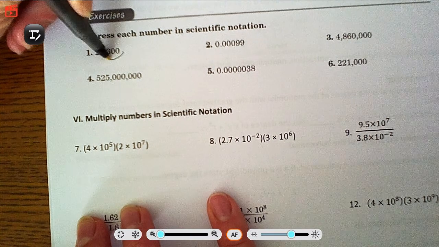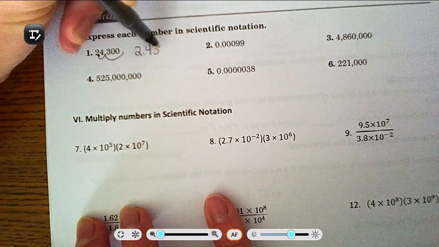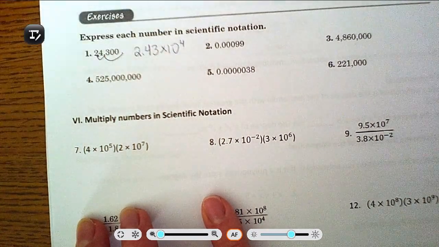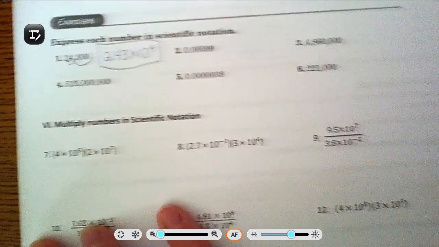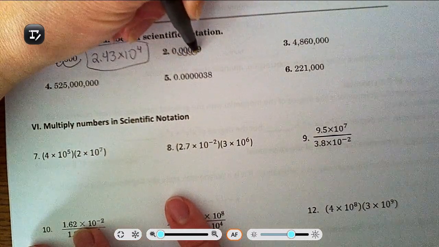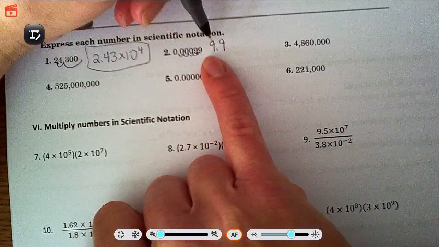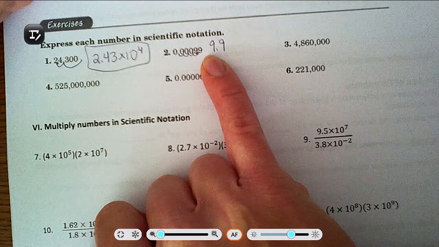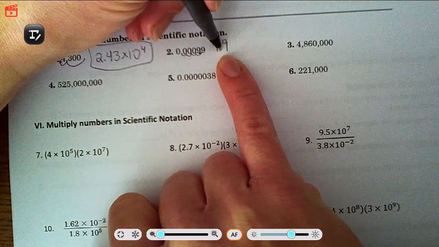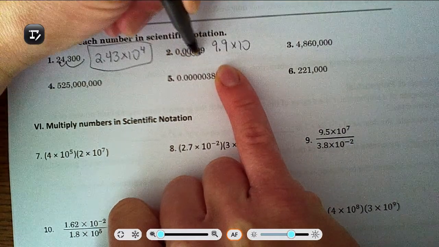24,300, move it 3 places and one more. 2.43 times 10 to the 4th. Over here, I want to move it 1, 2, 3, 4. 9.9 gives me one value in the ones place and then all the other places, or just one more place. So 9.9 times 10 to the 4th.